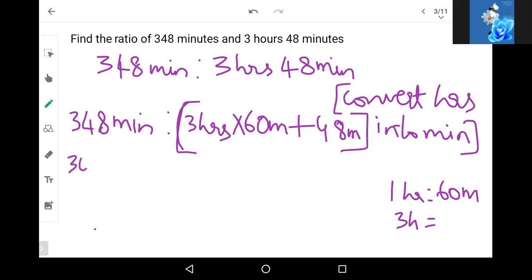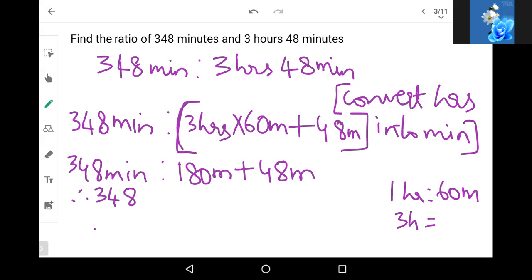So 348 minutes is to 3 hours into 60 minutes, which gives you 180 minutes plus 48 minutes. Therefore 348 is to 180 plus 48, which is 228. Now you can simplify this. Check if it goes in 2 times. 2 ones are 2, 2 sevens are 14, correct? And 2 fours are 8. Then again 2 ones are 2, 2 ones are 2, 2 fours are 8.